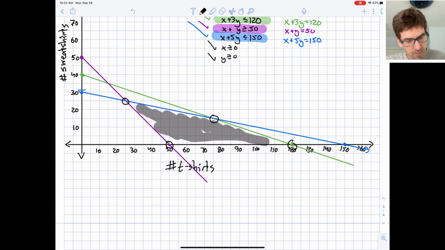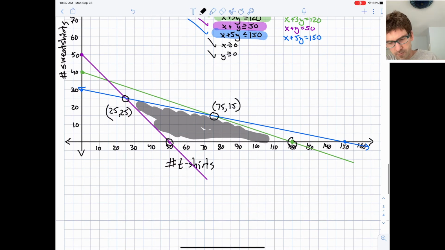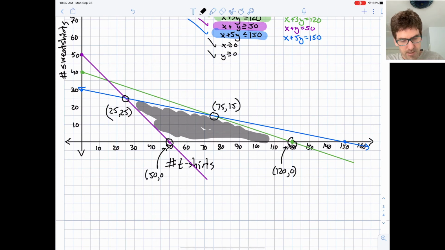Okay, so it looks like we have one that's 25, 25. Okay, 25 of each product. We have one right here that is 75, 15, it looks like. We have one here that is 120, 0, and one here that is 50, 0. Okay, so all of those points meet our constraints. We have enough time to make them, we have enough money to produce them, and they meet our goal of making at least 50 items.